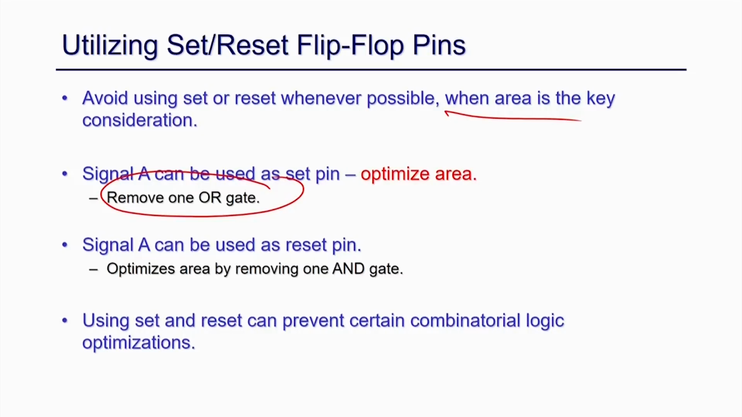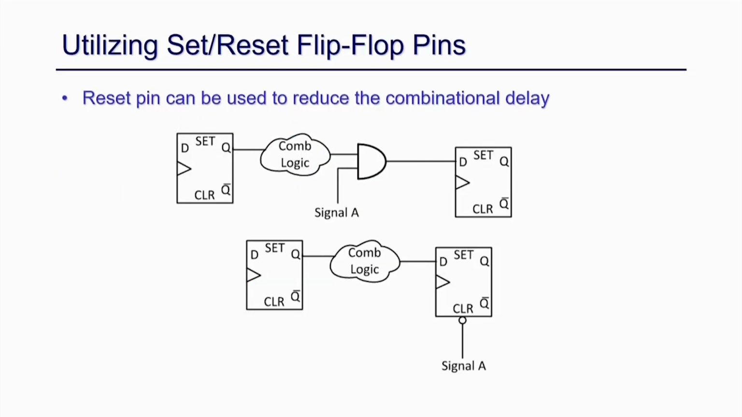Similarly, if you have an AND gate, I can actually infer a reset pin out of it, right. So, for example, here again the same example, but I have an AND gate here. If this is 0, the output will become 0, because this is resetting that thing. It does not matter what this is. So, what I can do is remove this AND gate and put this signal to the reset pin, the negation of the reset pin.